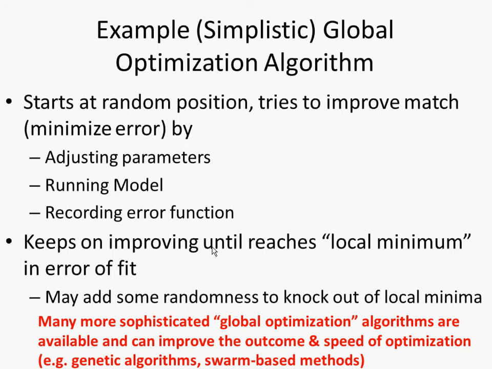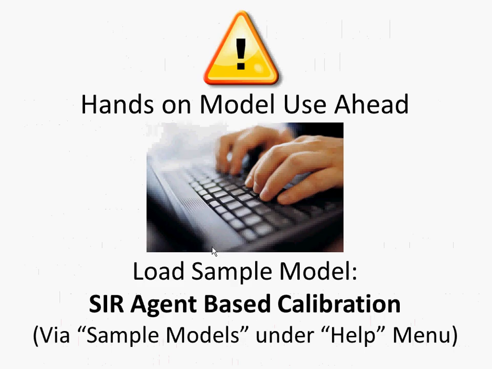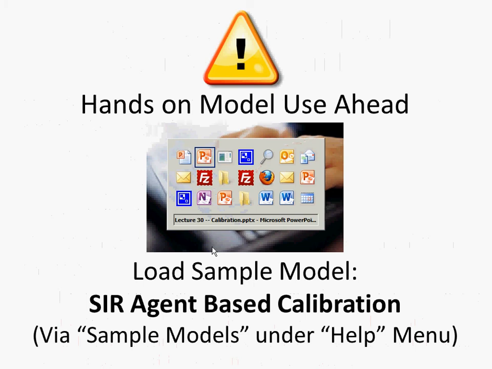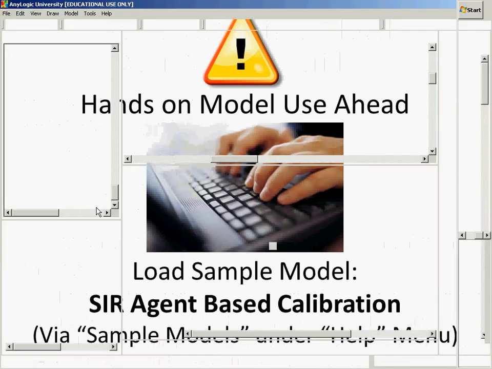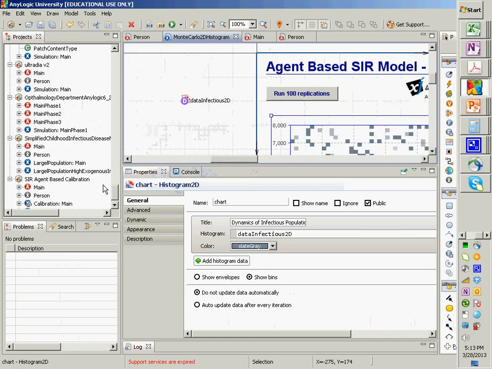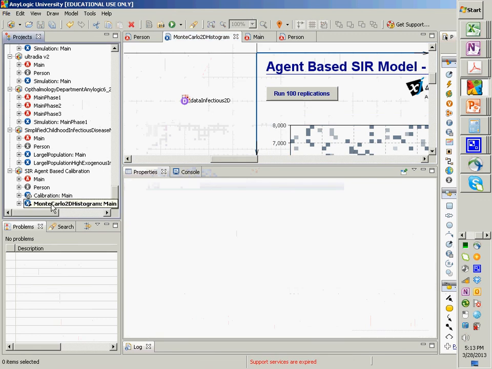So I'm going to open up, if any of you have your laptops, you're welcome to do this, something called SIR agent-based calibration. And we're going to see how this works in AnyLogic. SIR agent-based calibration was one that we opened up last time. It was one which we particularly used to examine parameter variation experiments.